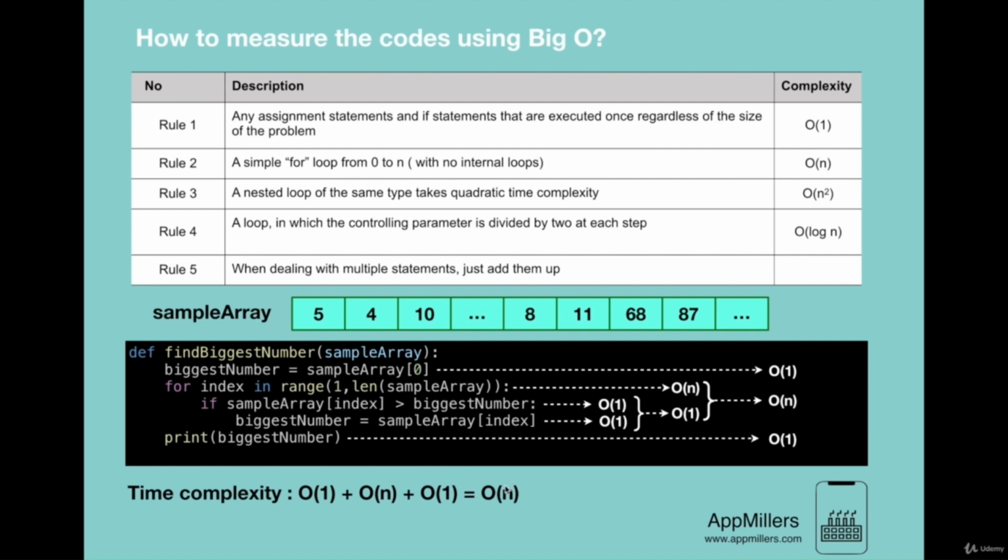So this is all for this lecture. Hopefully you understand the concept, and with the help of these rules, you can measure any given code. As I mentioned before, I have attached a PDF version of these rules in this lecture's resources, so you can download it and print it out, and when you analyze any code, you can use these rules.